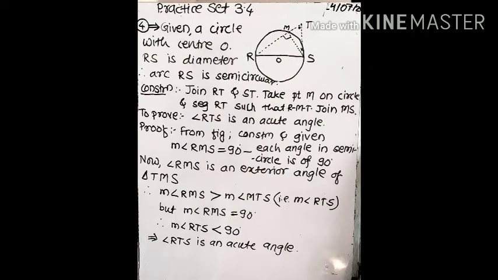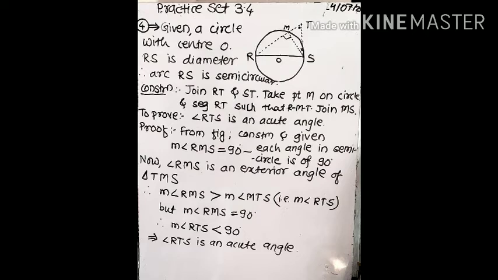Now the next question. Here we are given a circle with center O and RS is diameter, so that the arc RS and another arc RMS both are semicircular arcs. Now we have to do the construction here. Why the construction? Because we have to prove here angle RTS is an acute angle where T is the exterior point of the circle. For that we are constructing here seg RT and seg ST.